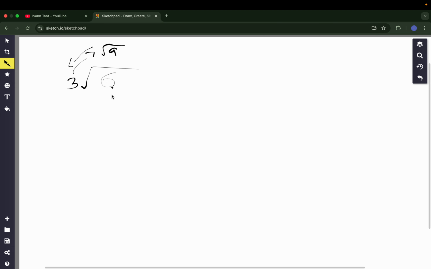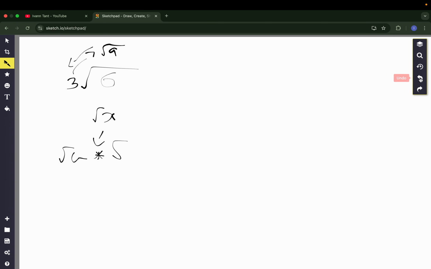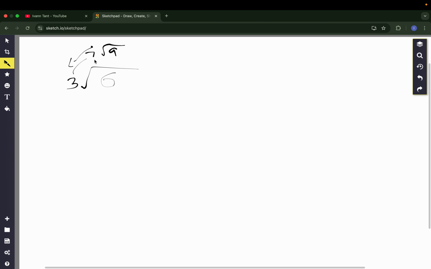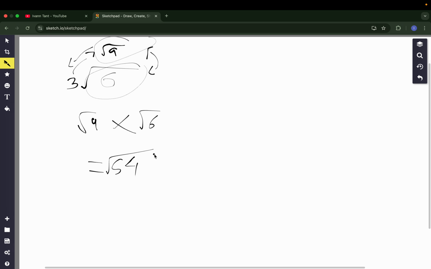But what do we do with that information? Well, we know that the square root of x is equal to the square root of b times something else. So basically, you can times this value by this value to get to your original surd. So the square root of 9 times the square root of 6 is equal to the square root of 54.